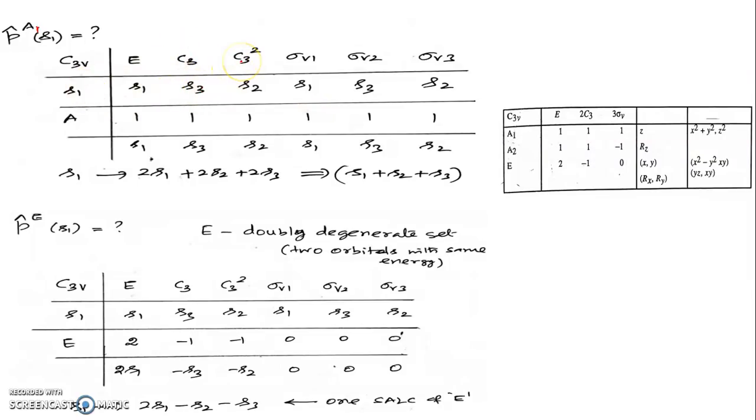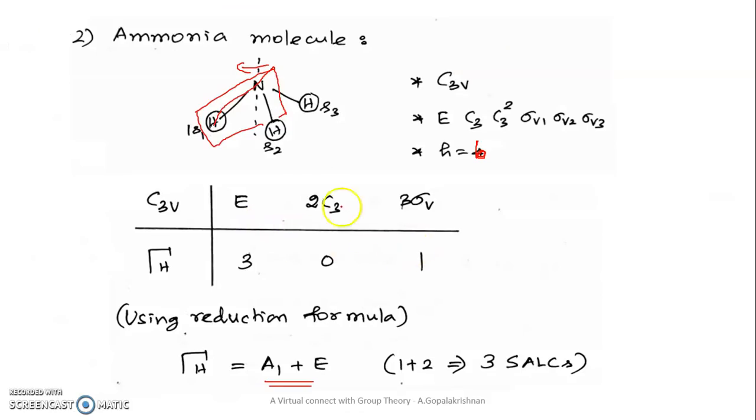C3 square means 240 degree rotation, so S1 will go to the S2 place. Sigma V1 means the sigma V1 plane passing through S1, so S1 remains as such. Sigma V2 passes through S2. So if we keep a plane here passing through S2, what will happen?